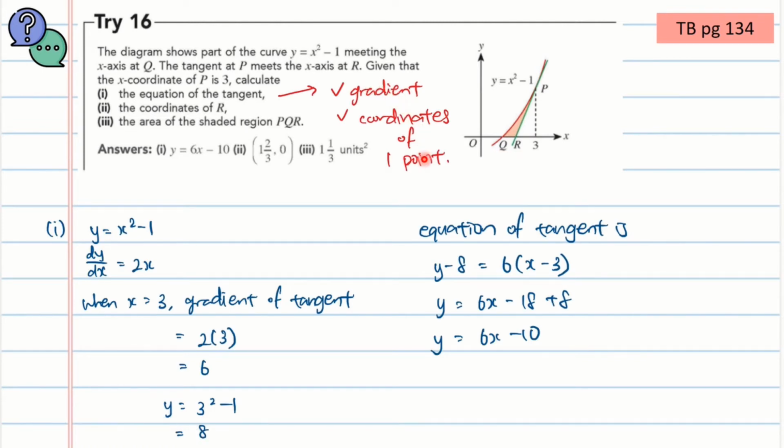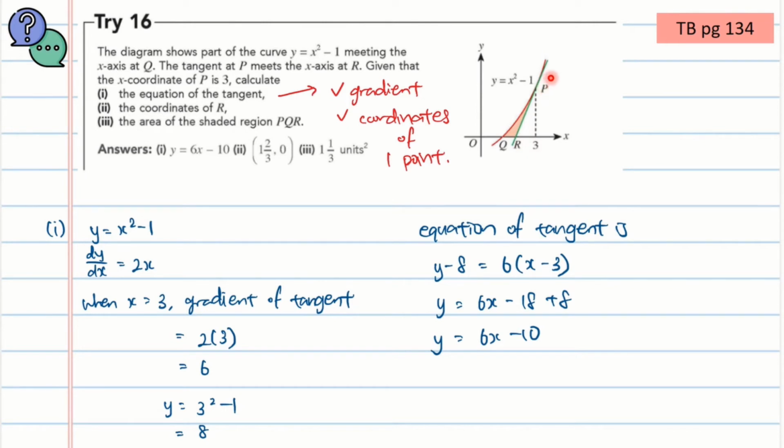So I've written out the conditions that we need for part I over here, which is the gradient and coordinates of one point. Okay, so let's look at finding the gradient first. To find the gradient, naturally we will think of applying the rise over run formula. But in order to do that, I need more information from this straight line, whereby I need the coordinates of 2 points.